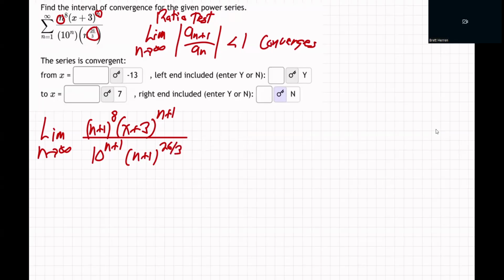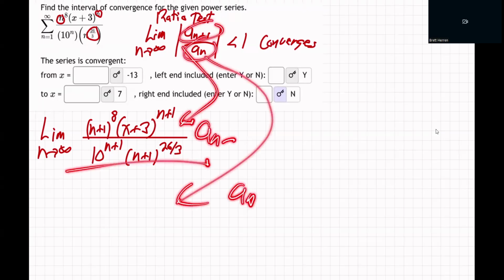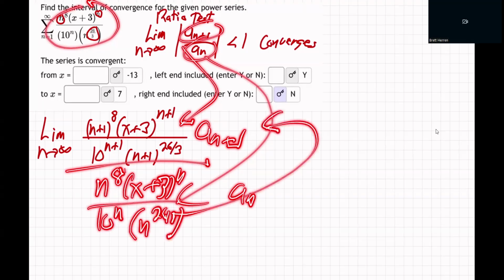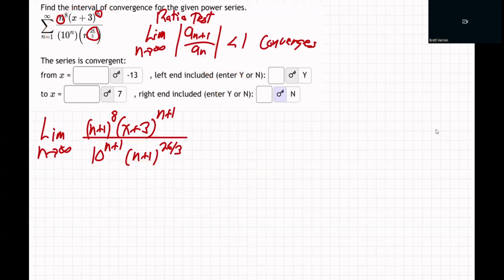Now a sub n plus 1 goes on the top, and on the bottom we're supposed to have a sub n, which means I can do all this on the bottom: n to the 8th, the regular n, not n plus 1, over 10 to the n times n to the 26 thirds. But I don't want fractions over fractions. So I'm going to flip this up and multiply by the upside down, because dividing is upside down multiplying, as I think you know quite well. So let's just multiply by the upside down. That puts the a sub n on the bottom, which is dividing by a sub n. So 10 to the n times n to the 26 thirds, into the 8.